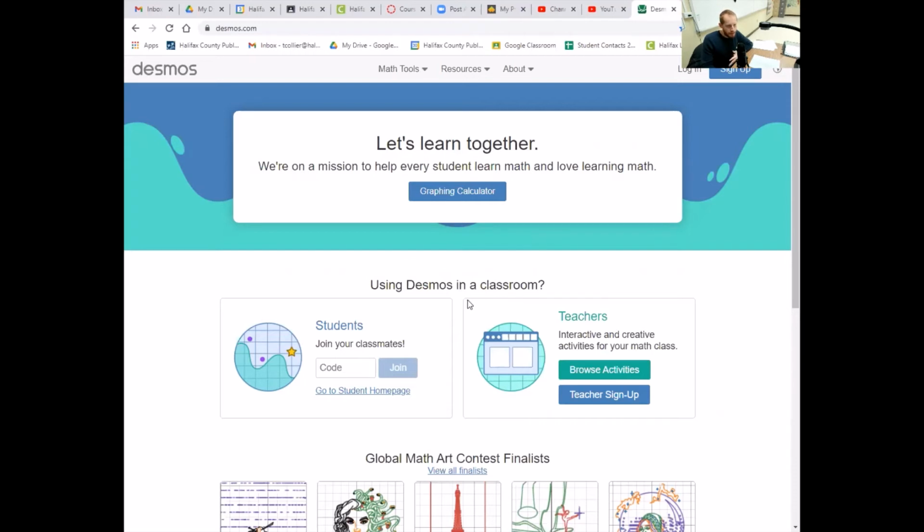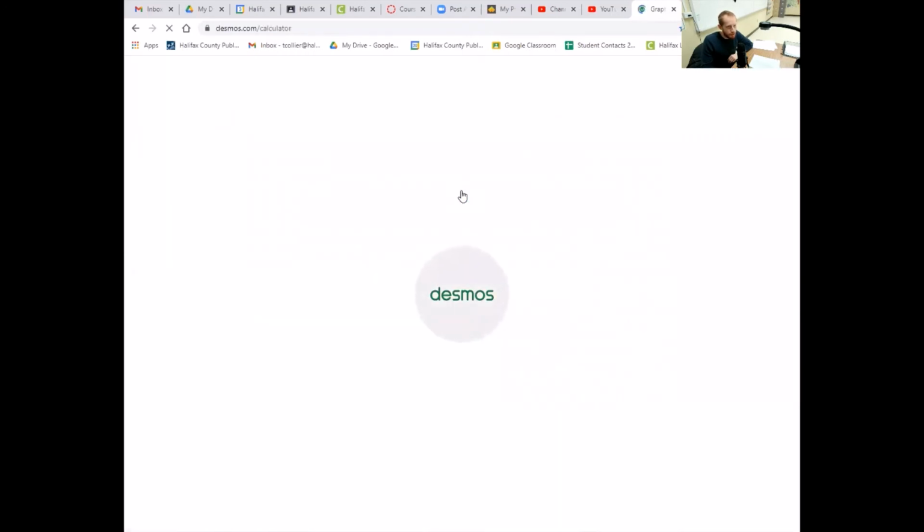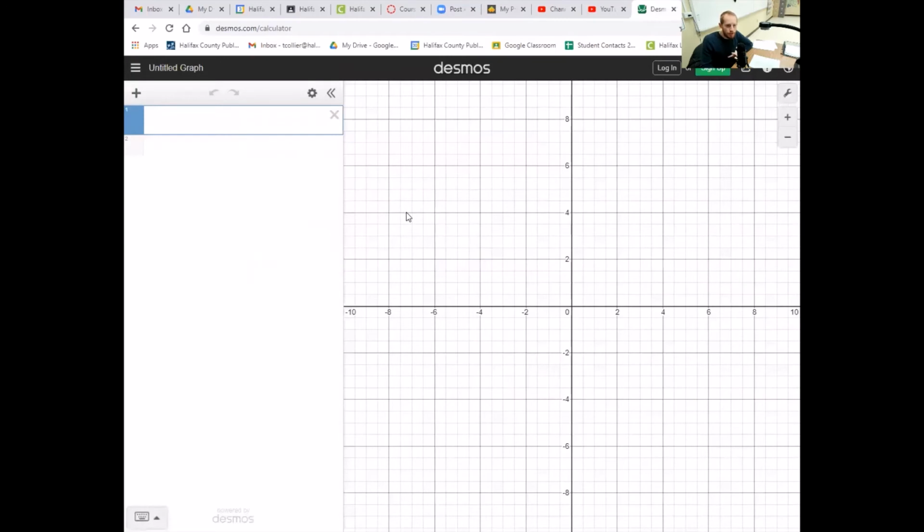Okay, anybody can go to it. You don't need an account to get started. You just need to hit the blue button right there that says graphing calculator. So I'm gonna go ahead and do this. And what you're gonna see is your screen is divided into two parts. You got your input and you got your output. Whatever I graph over here on the left side is gonna show up on the right side of the screen.